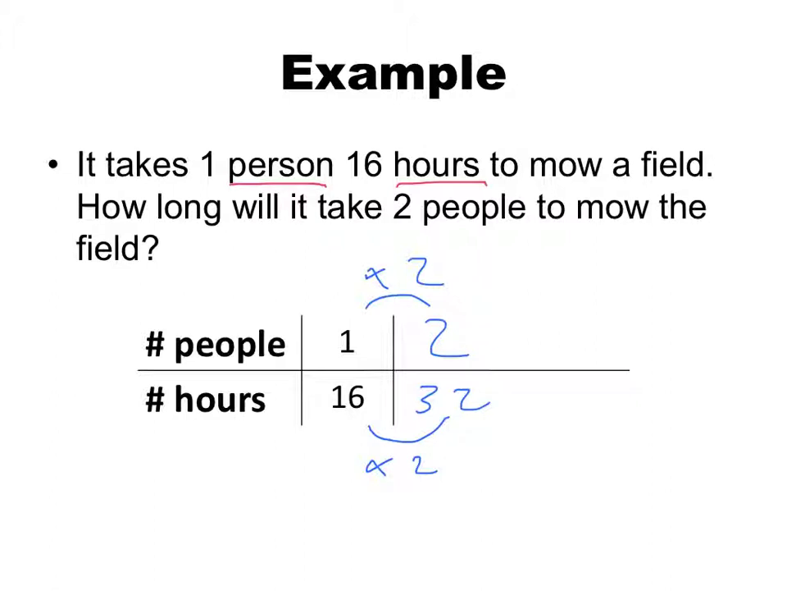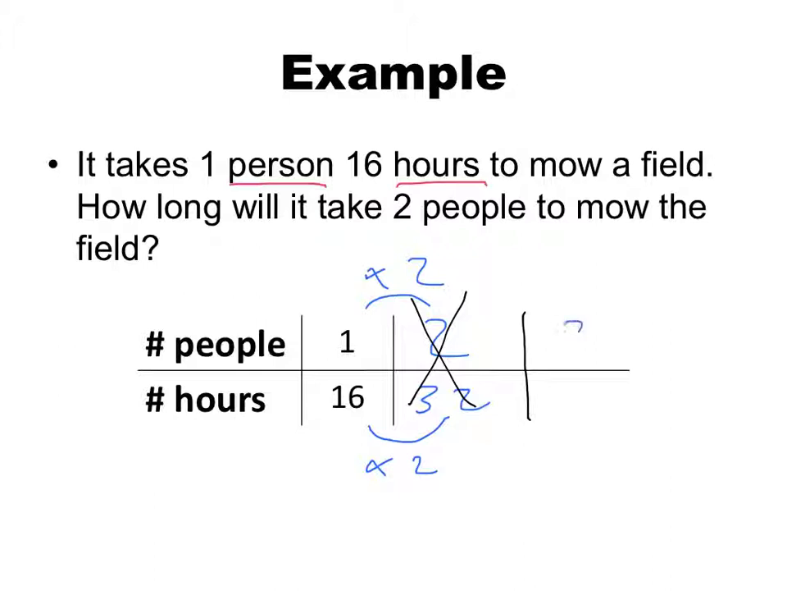Well, now I think, well, wait a minute, that doesn't make sense. If I have more people working, it should actually take less time. So that solution doesn't make sense. In other words, we're not dealing with a ratio here, even though it looked like we're dealing with a ratio. It's a little bit different type of scenario. So let's think about how we could solve it.